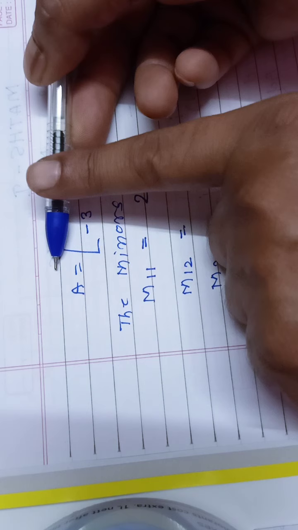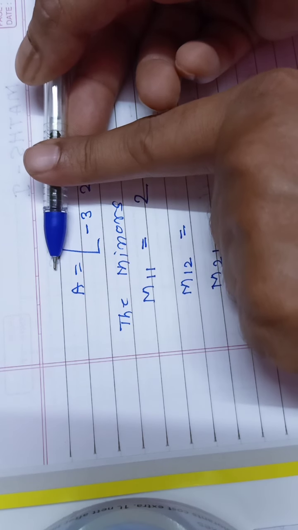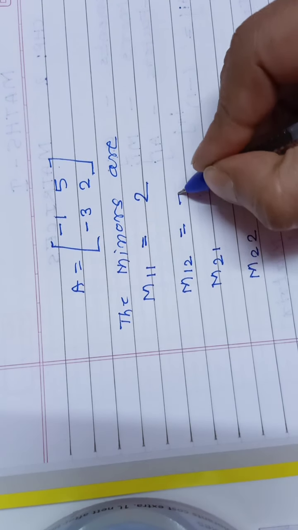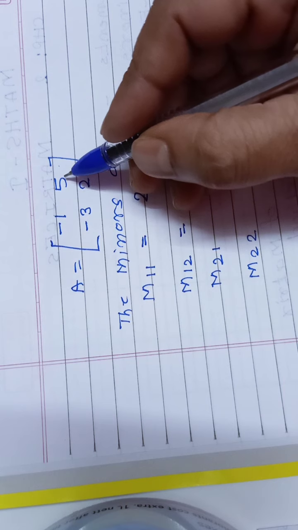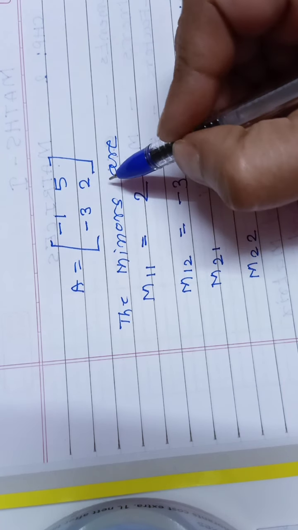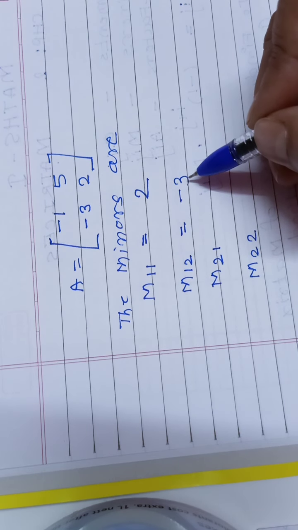First row and second column. So I hide the first row and second column. So minus 3 is remaining. So minus 3 is the minor of this 5. Again, 5 is in the first row and second column, so minus 3 is remaining. So minus 3 is the minor of 5.